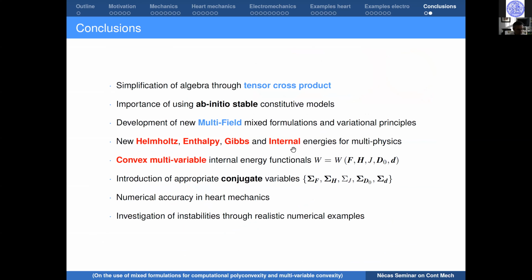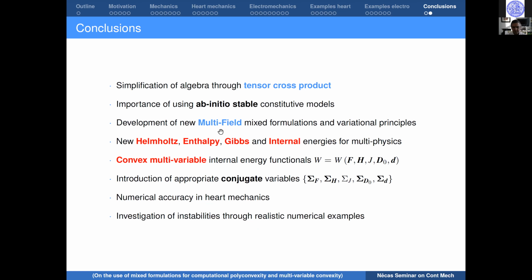Some conclusions. So basically the philosophy of the research underpinning what we did is, on the one hand, try to simplify the algebra. That's why this tensor cross product was quite important for us. And the second aspect was the possibility to develop models that were well posed ab initio, which is what we try to do. Then, because I come from finite elements and my expertise is computational mechanics, what we wanted is to develop this mixed type finite element through a variety of variational principles.